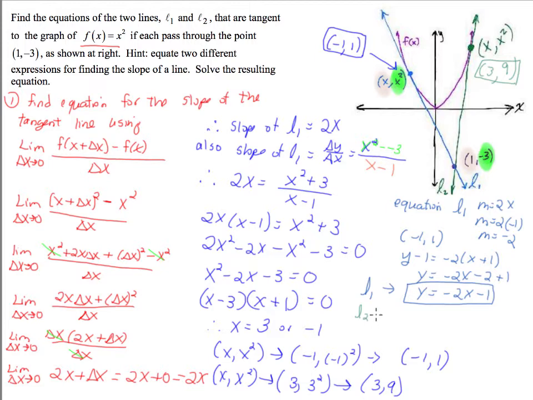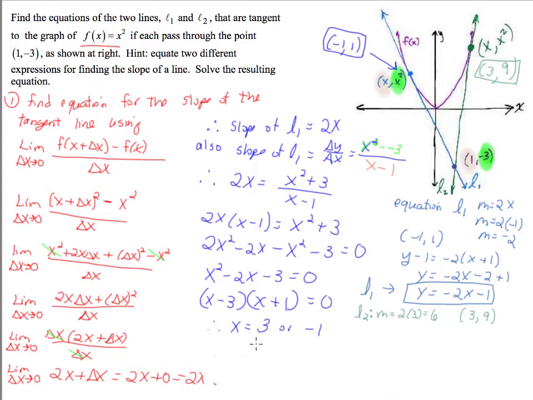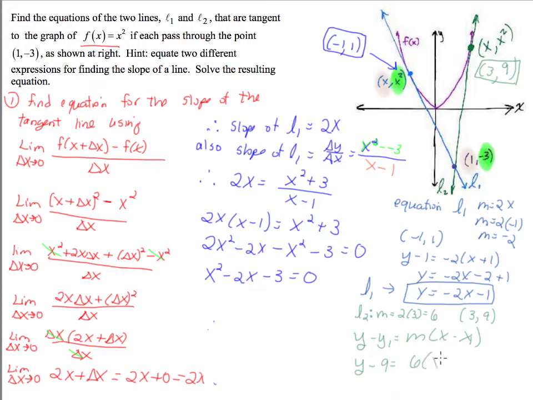Repeat the same procedure for L2. So using my formula I found in red for the slope of the tangent line, I'm going to replace x with 3, since that's my x value at this point, and I get the slope of this tangent line is 6 with a point at (3, 9). So using my point slope formula again, y1 will be 9. So I have y minus 9 equals my slope of 6 times (x minus 3). And solving this equation for y, the equation of line 2's tangent line is y equals 6x minus 9.